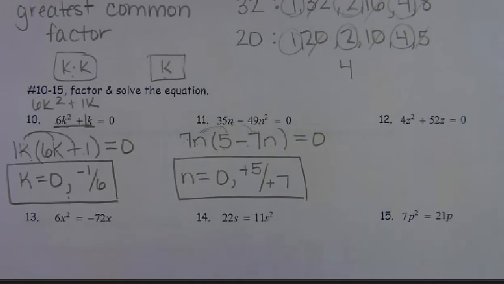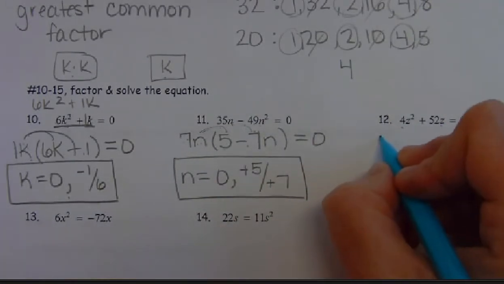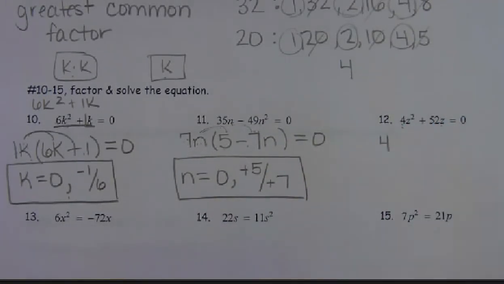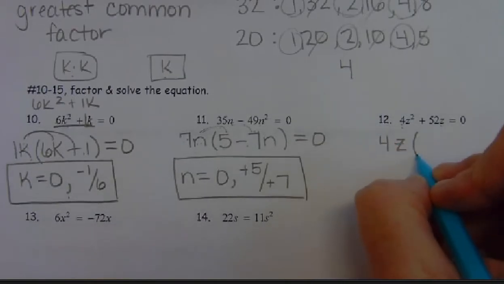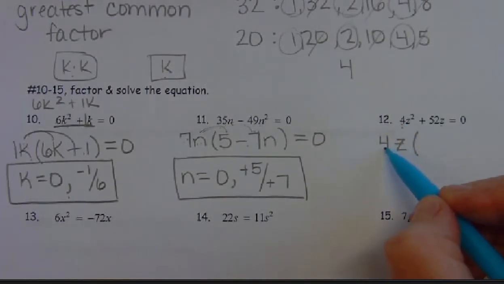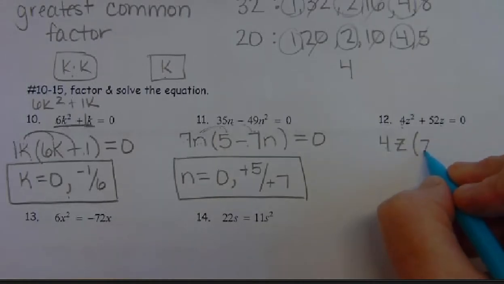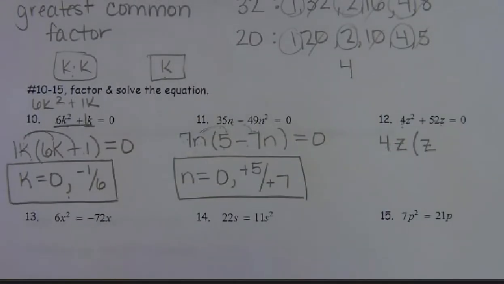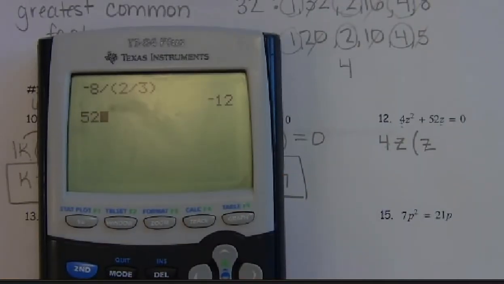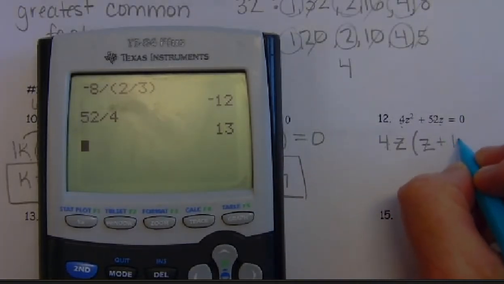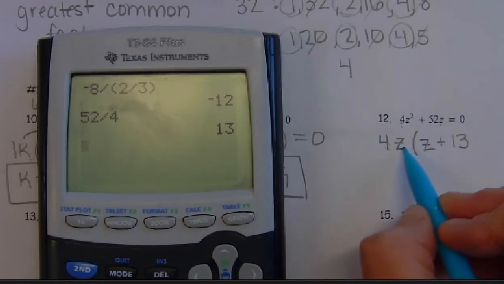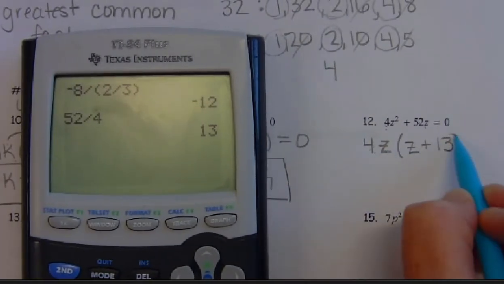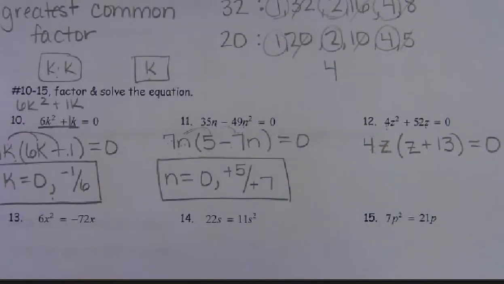Let's look at my next one. I can pull out a 4. 4 goes into both of them evenly, and I can pull out a z. So from here to here, my 4's are the same, but I need another z. From here to here, and if you can't do that in your head, you can just divide the 2 and say, oh yeah, 52 divided by 4 is 13. I don't need a z because I have 1 out front already. So there's my factored form.